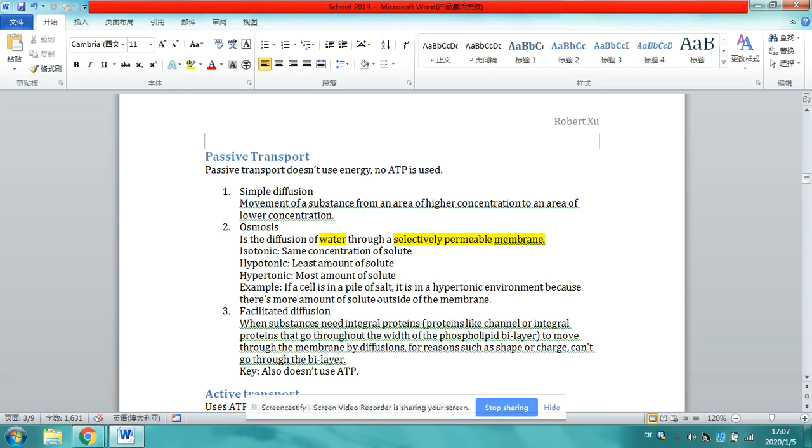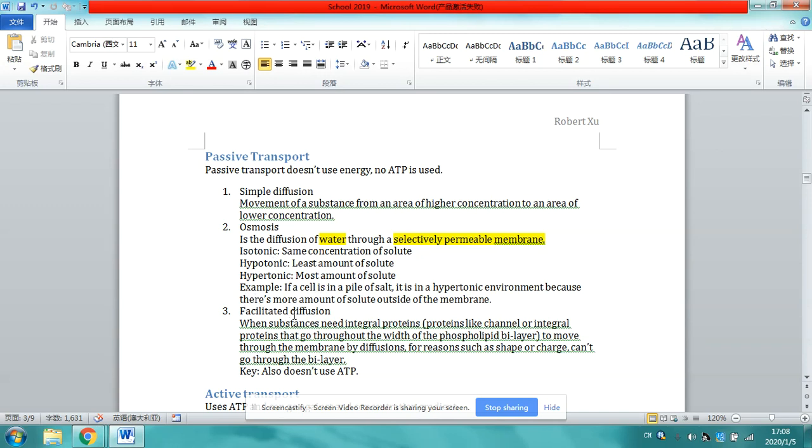If a cell is in port water, it is in a hypertonic environment because there is more amount of solute outside of the membrane. And same thing, if a cell is in pure water, it is in a hypotonic environment because there is less amount of solute outside the membrane. And if the cell is in, for example, salt water that has the same concentration of solute as the cell, it is going to be in an isotonic environment, and there's going to be no net transport of water.